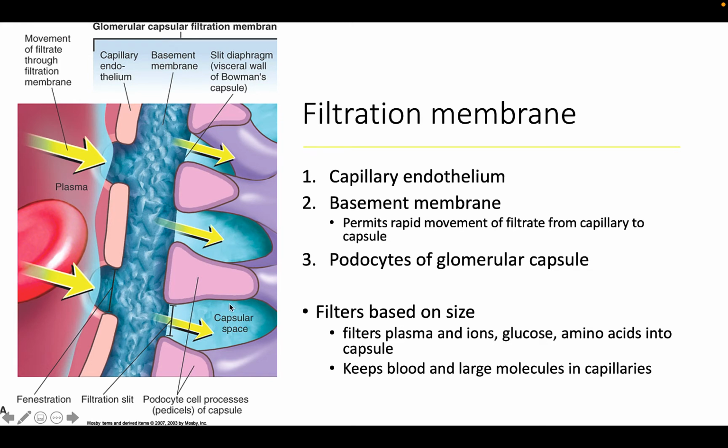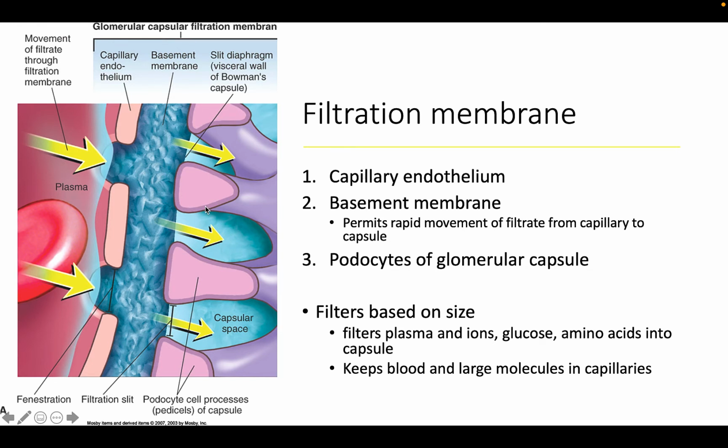These three features comprise what is known as the filtration membrane. So it's the capillary endothelium, the basement membrane, which permits rapid movement of filtrate from the capillary to the capsule, and then this third aspect, which is the actual podocyte of the glomerular capsule. So those are the three aspects of our filtration membrane.